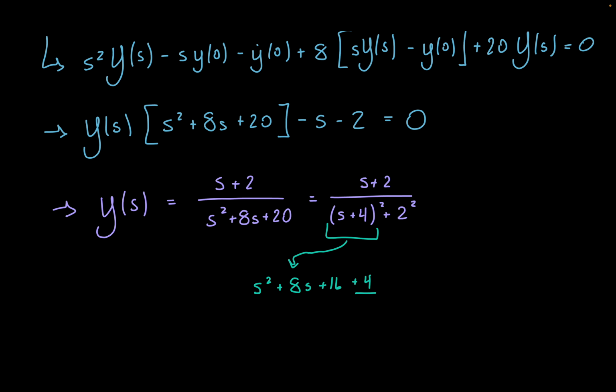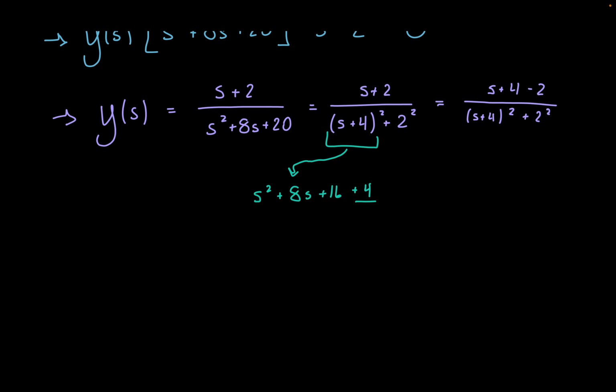Now the next thing that we have to do is get a little bit tricky with our numerator. We can say we have s plus 4 minus 2, and the denominator we will leave the same. Now, the reason that we did this, where we have the s plus 4 minus 2, is so that we can actually split up the numerator. So we can write it out like this now. We have s plus 4 divided by s plus 4 squared plus 2 squared, and then minus 2 divided by s plus 4 squared plus 2 squared.